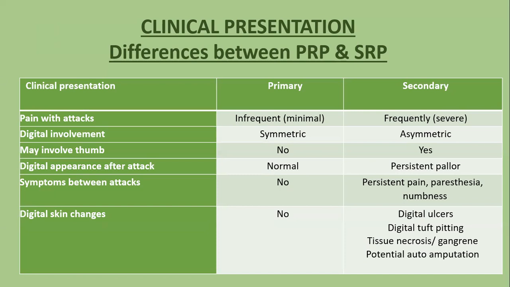Digital appearance after the attack. It is normal in primary and persistent pallor in secondary. Symptoms between the attacks: there is no symptom in primary, but there is persistent pain, paresthesias, and numbness in secondary Raynaud's phenomenon. Then digital skin changes are absent in primary, while digital ulcers, digital tuft pitting, tissue necrosis and gangrene, and even autoamputation are all seen in secondary Raynaud's phenomenon.